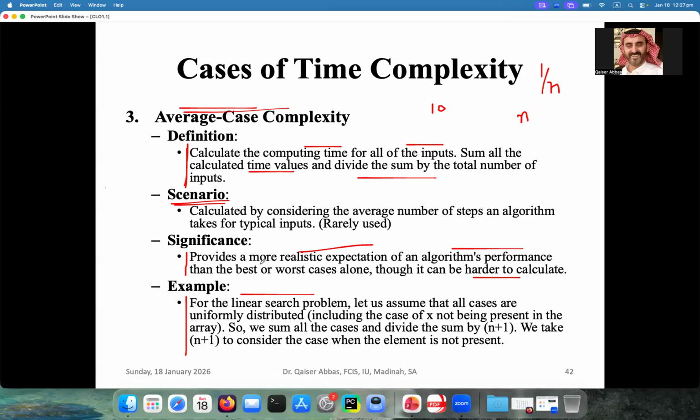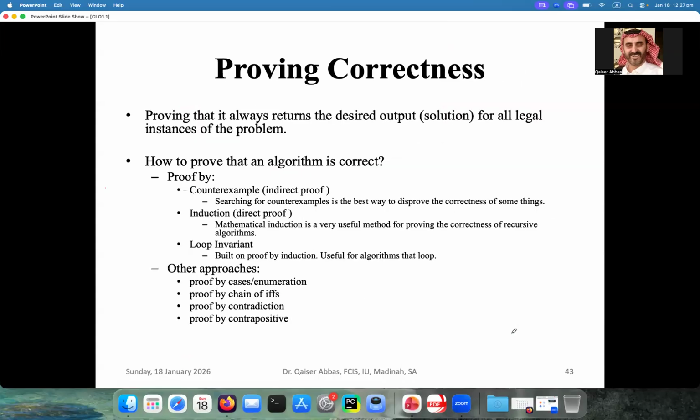So inputs are uniformly distributed, including the case when x is not there. Then if x is not there, I can say 1 over n plus 1. The n plus 1 is the extra comparison after n, meaning that x is not there. Then we will compute the time for the n plus 1 cases, sum them up, and divide by n plus 1, and then you will get your average case complexity for that.